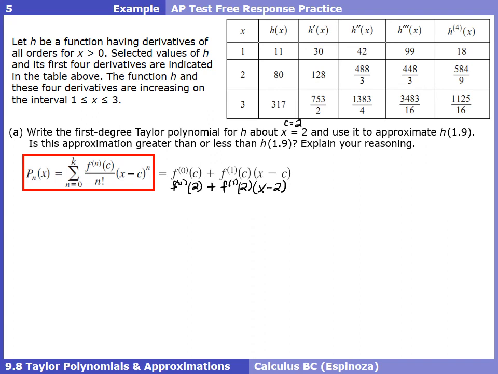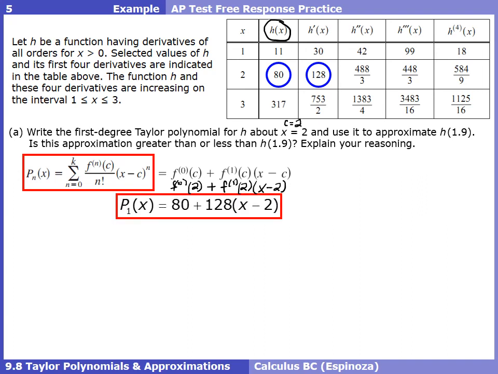The 0th derivative at 2, which is really just the regular function, is 80. The first derivative at 2 is 128, and when we plug in those values, we end up with our first-degree Taylor polynomial, which is why we have that notation of p sub 1. Just as a follow-up, this is really our tangent line approximation, because it's to the first degree, which is what we've done ever since we studied 3.8 with those tangent line approximations.